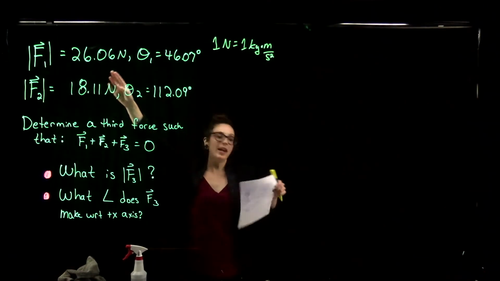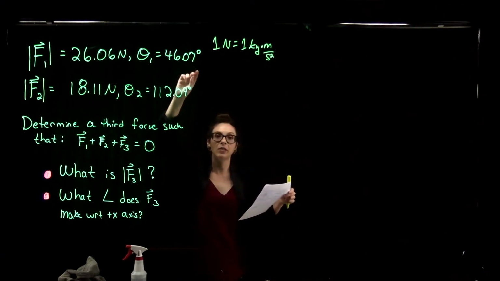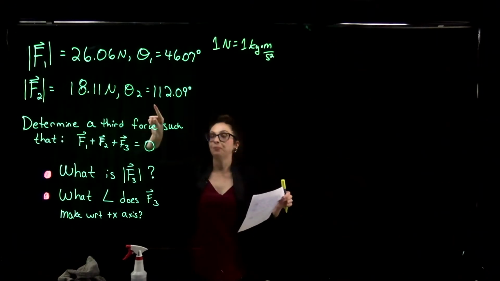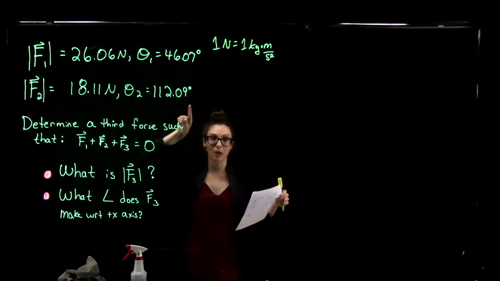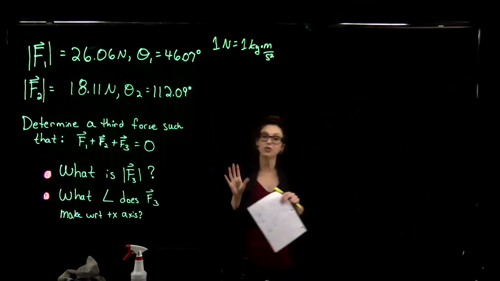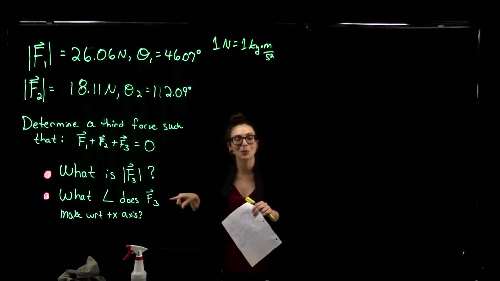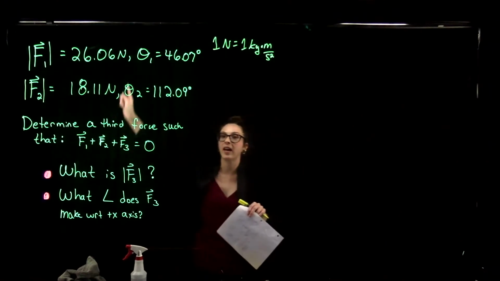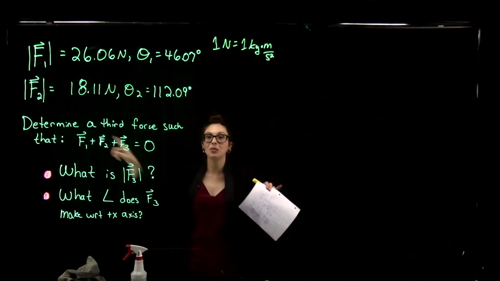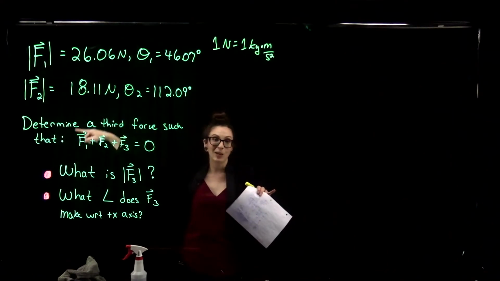Our first angle is 46.07 degrees with respect to the positive x-axis. Our angle for F2 is 112.09 degrees with respect to the positive x-axis. So with just that information, we need to figure out the magnitude of F3 and the angle F3 makes with respect to the positive x-axis, such that F1 plus F2 plus the vector we're solving for, F3, equals 0. So that means that these forces are going to be in equilibrium. The sum of all of them equals 0.